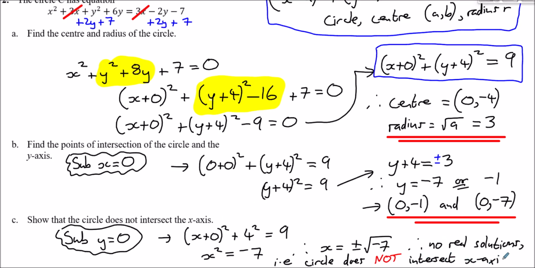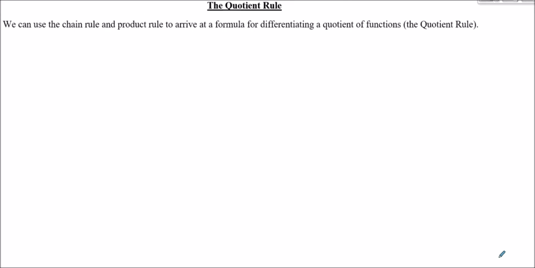So hopefully that's got your brain kicked into gear. So now let's move on together and have a look at this thing called the quotient rule. So, the quotient rule, what is it? Well, we can prove it and then we can demonstrate what it means after the fact. So we can use the chain rule and the product rule to arrive at a formula for differentiation of quotient of functions. So quotient of functions is when you've got one function divided by another.